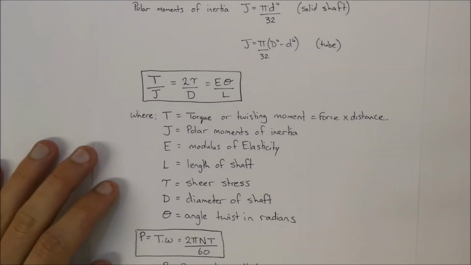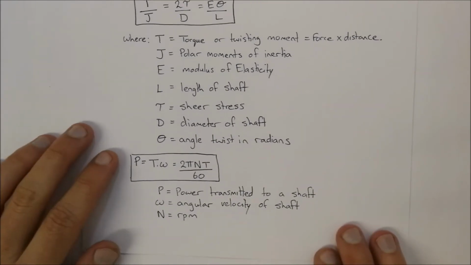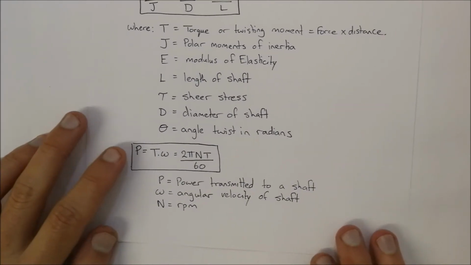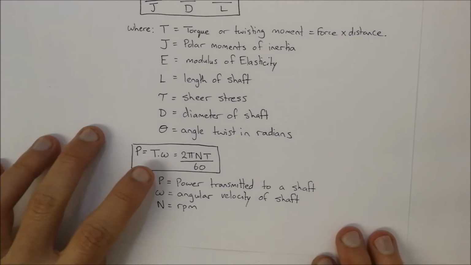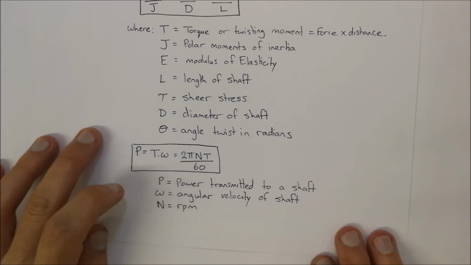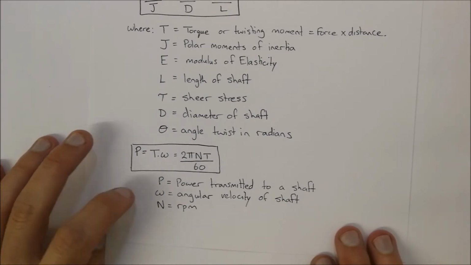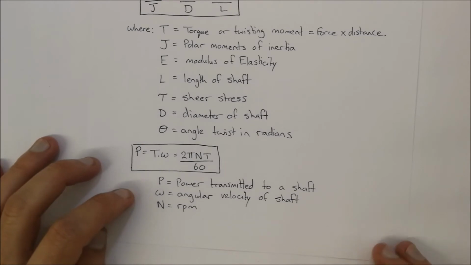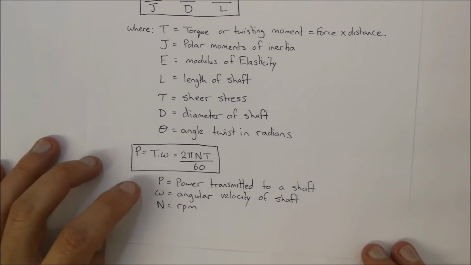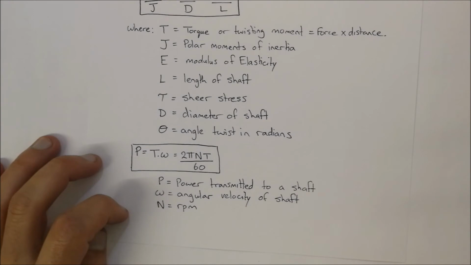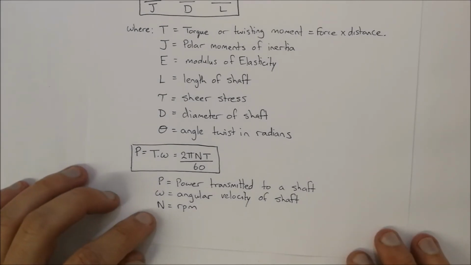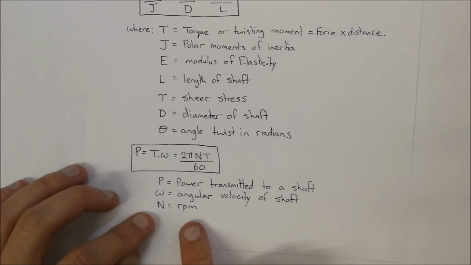Then some other formula that might be useful, especially when it comes to motors. P is equal to T multiplied by omega. P is the power transmitted to the shaft. T, we know that's the torque, we've seen that already. Omega is equal to the angular velocity of the shaft, so the speed that the shaft is going at, and N is equal to the revolutions per minute.